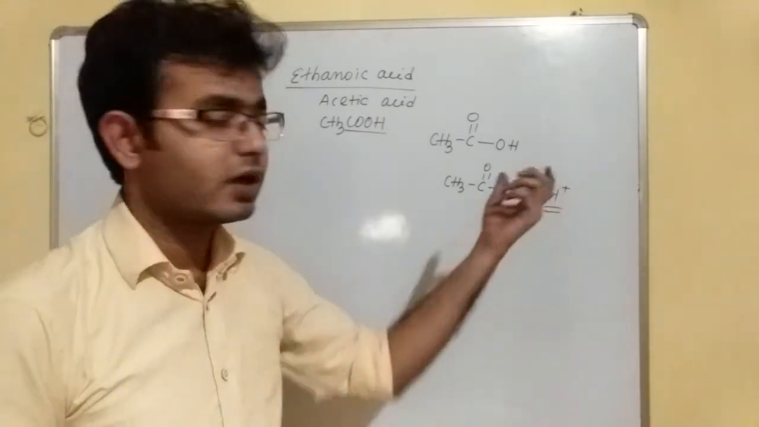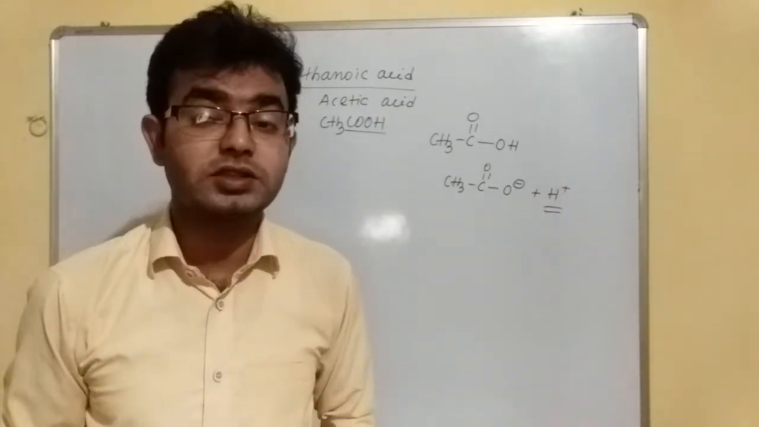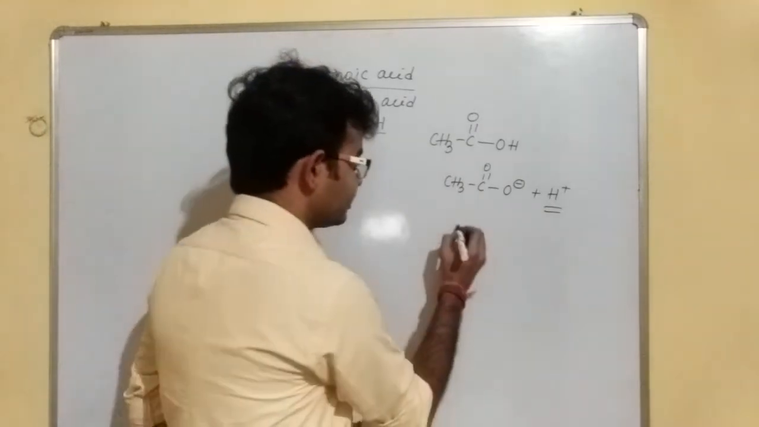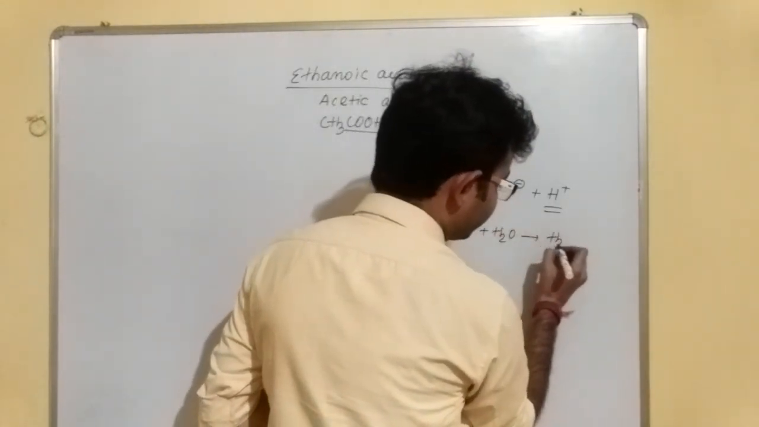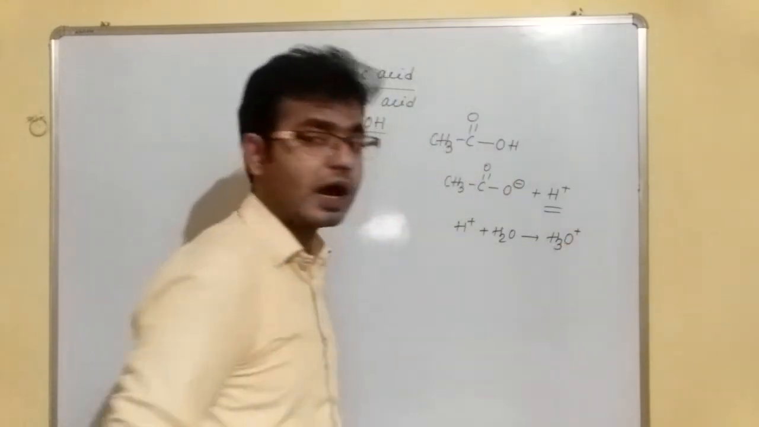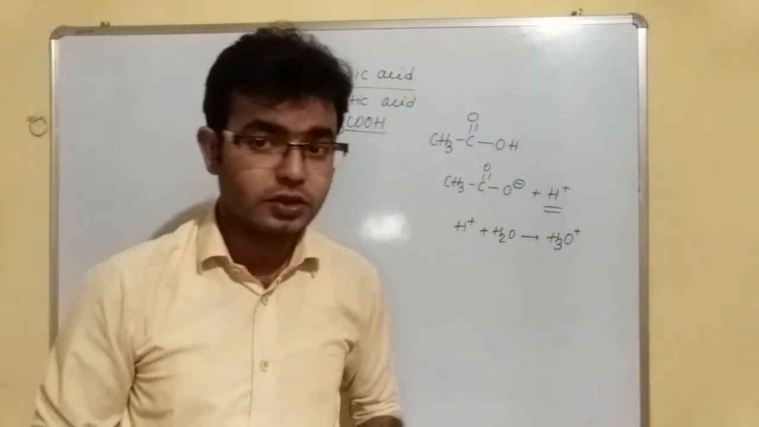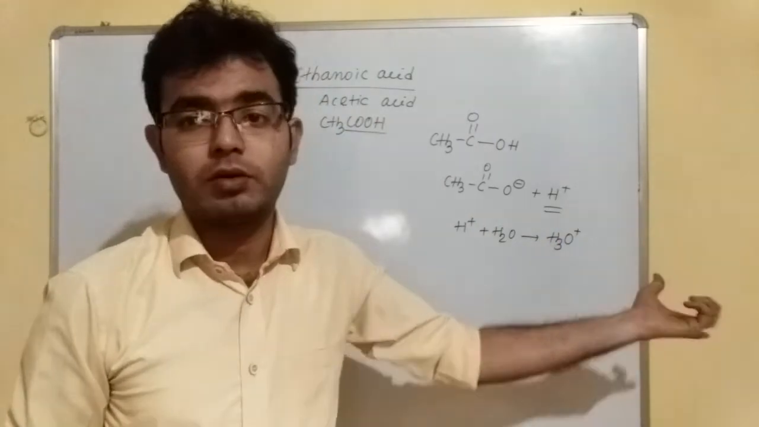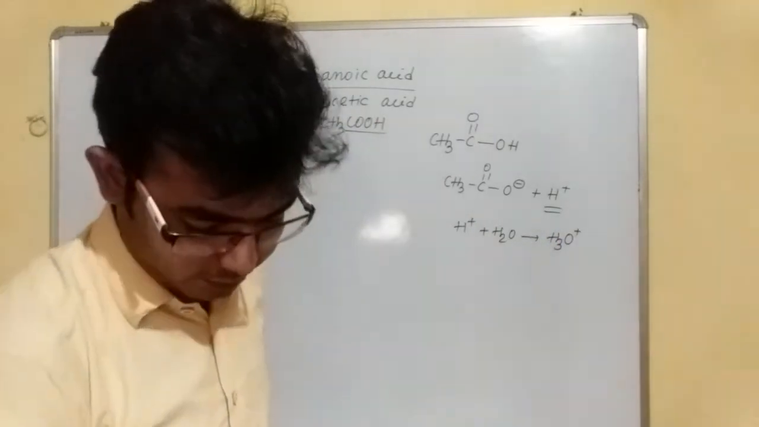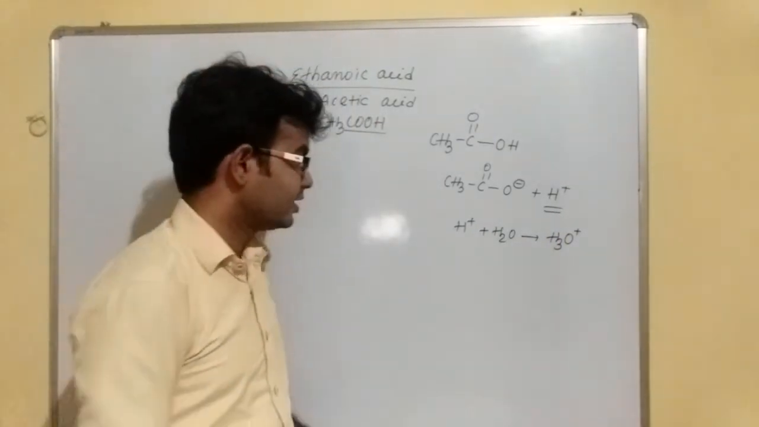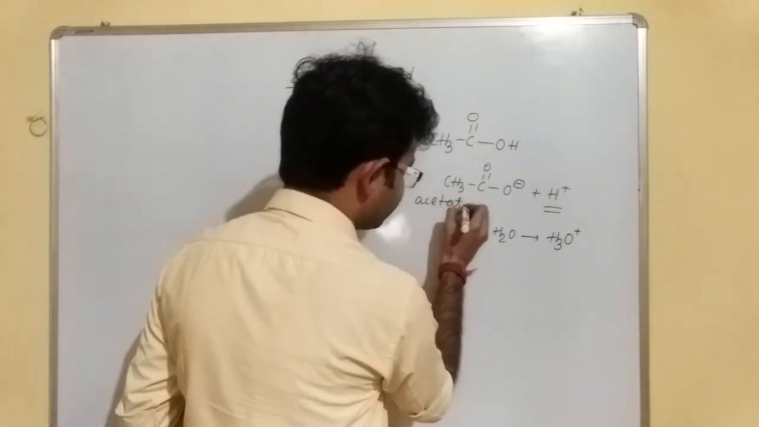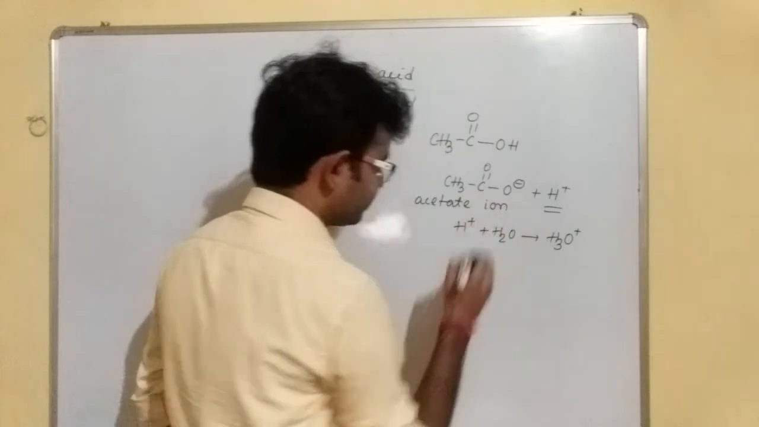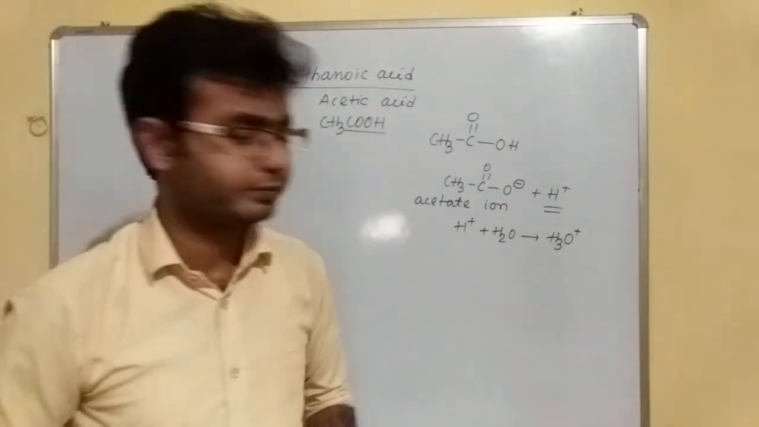Remember, this H plus ion combines with water to form H3O plus, right? Like this, H plus H2O will form H3O plus. That is called hydronium ion. So H plus remains in the form of H3O plus in aqueous medium. And CH3COO minus is known as acetate ion.